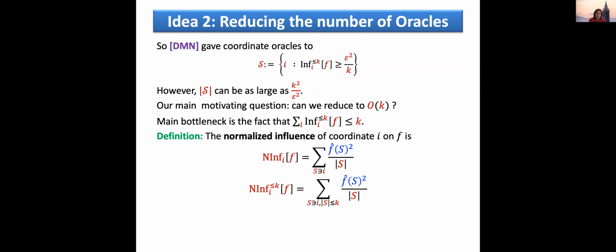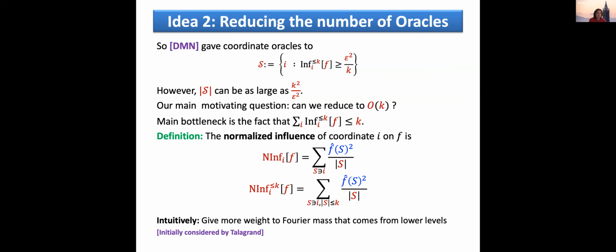And after some trial and error, we came up with this notion that we called the normalized influence, which is extremely similar to the influence, but now you look at the sum of the squares of the Fourier coefficients containing I, and you normalize them by the size of the set itself. So intuitively, this gives more weight to Fourier mass that comes from the lower levels. And this was also initially considered by a work of Talagrand in the 90s, but we didn't know that at the time.